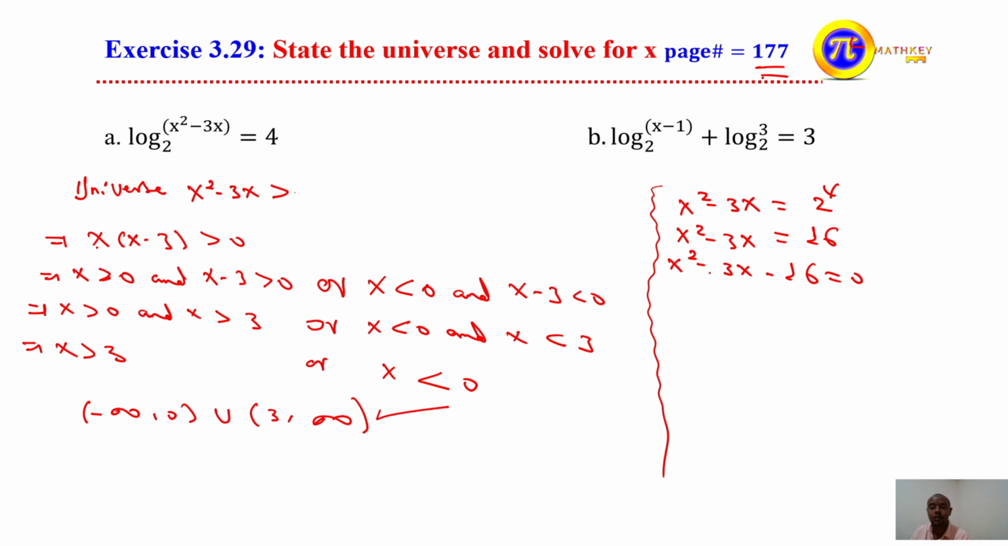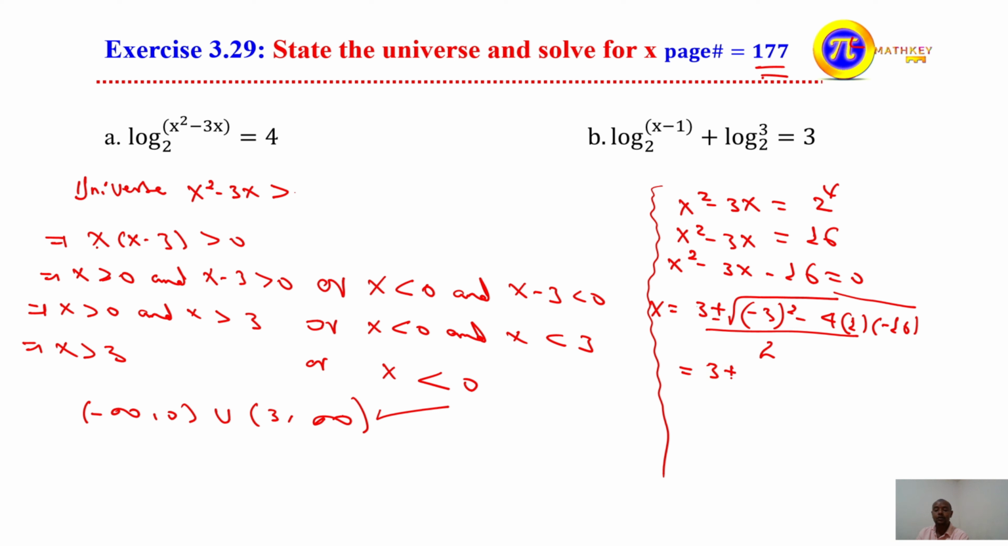We can solve this one using the general quadratic formula. x is equal to negative of b. Here our b is negative 3. Negative of negative 3, that is 3, plus or minus the square root of b squared, meaning negative 3 squared, minus 4ac. 4, a is 1, c is negative 16, divided by 2 times 1, that is 2a.